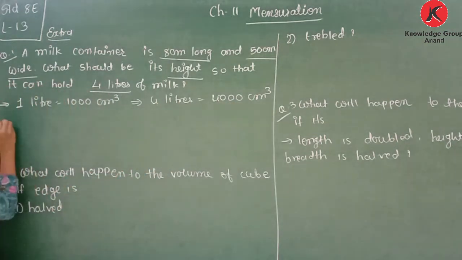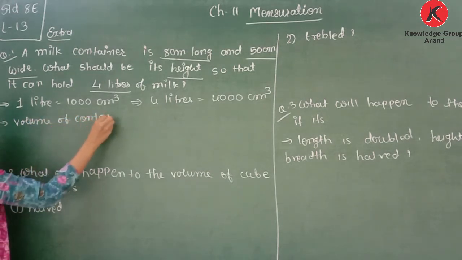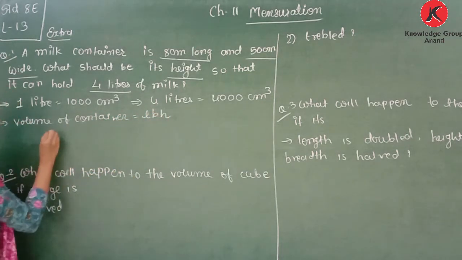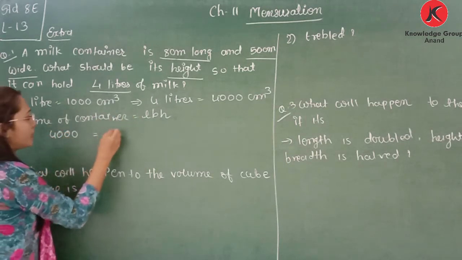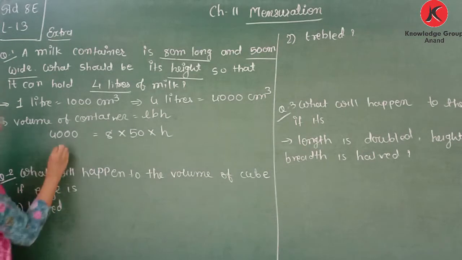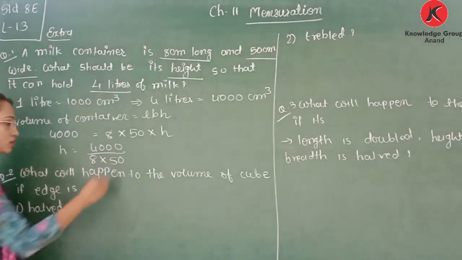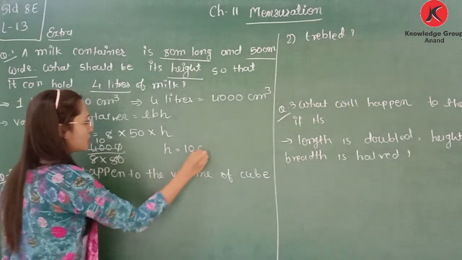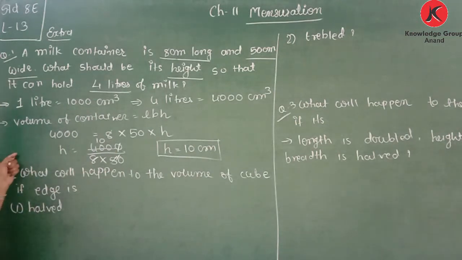So we can write volume of container, or you can say capacity of container is equal to LBH. Volume is given 4000. Here we are considering capacity as a volume. Length is given 8, breadth is given 50, and we need to find height. To find height, take 8 and 50 and divide. So it is 4000 divided by 8 and 50. 8 5s are 40. So here it will be 10. So H will be 10 centimeter. Height must be 10 centimeter. So it can measure 4 liter of milk.